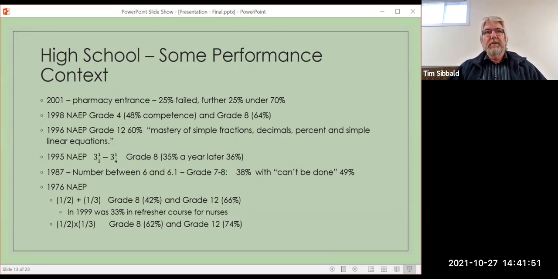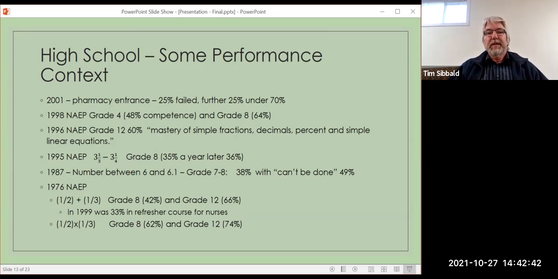In 1998, the NAEP, a national assessment of mathematics done in the US, the statistics for this are from very, very large samples. At the grade 4 level, 48% competence. At the grade 8 level, 64% competence. This compares to a 1996 figure that said at the grade 12 level, there was 60% mastery of simple fractions. Simple fractions sort of suggests it's not the full realm of fractions.